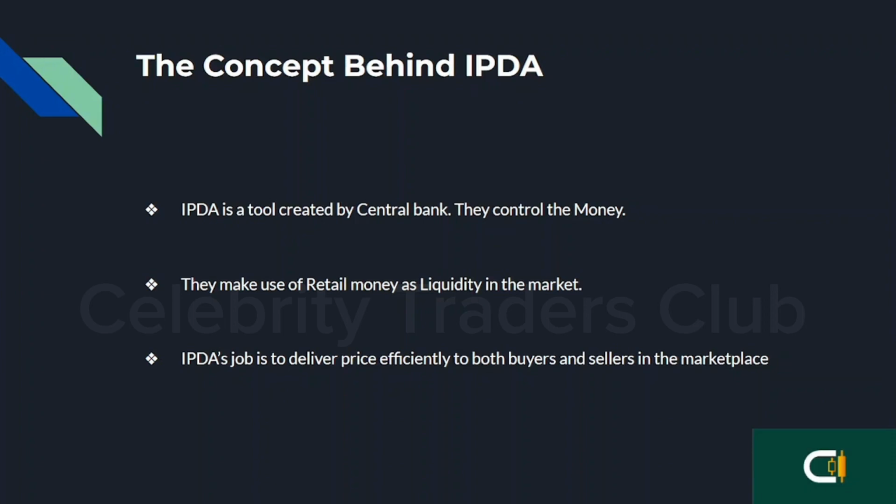Our orders can't move or change the direction of the market. The central banks basically control everything. They hold 90% of the money traded in the market. So the best thing you can do as a trader that has little chunks of money that can barely move a pip in the market is to follow what the algorithm, that's IPDA, is basically going to do. You follow their footprint.